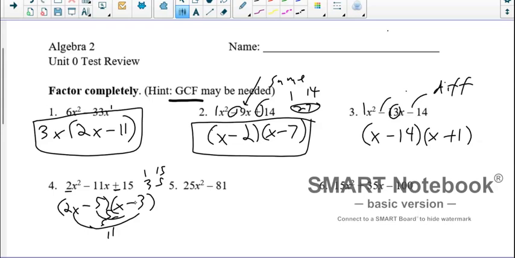25. Both numbers are perfect squares. I also want to check and make sure that there's no common factor to both of them. Like, let's say this was 36 instead. Well, then 9 could be pulled out. But since it's not, we're just simply going to go with square root of 25, square root of x squared, square root of 81, one positive, one negative.